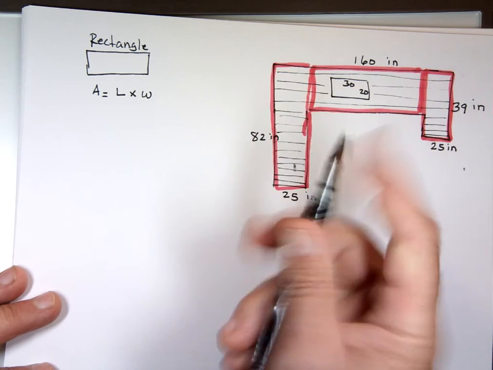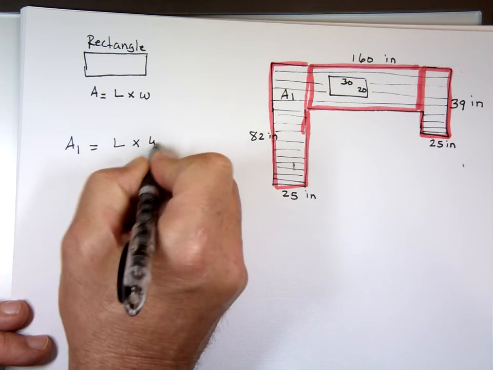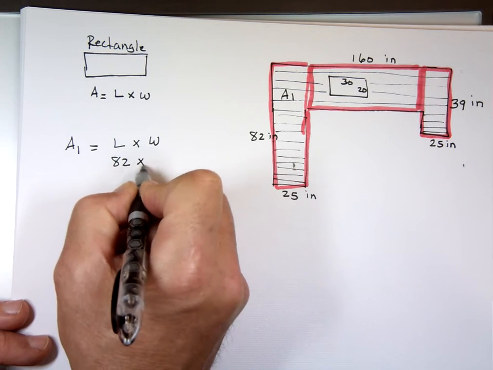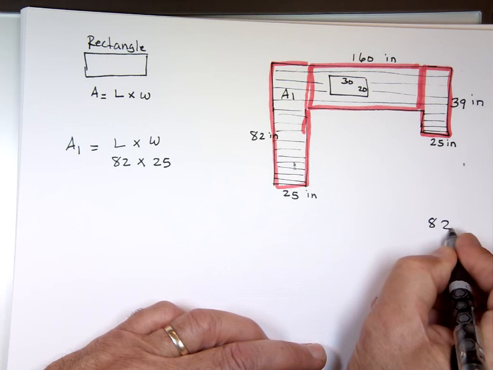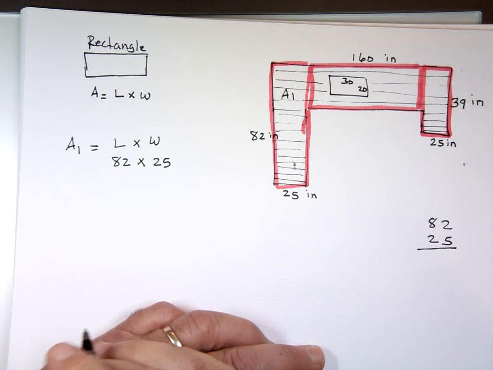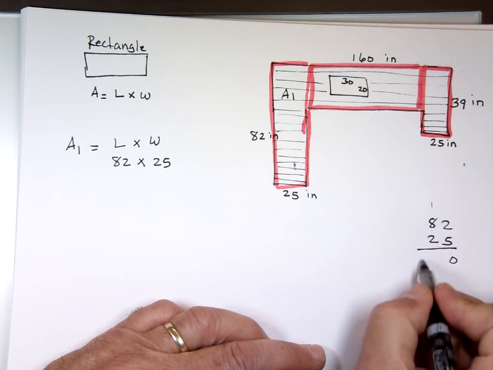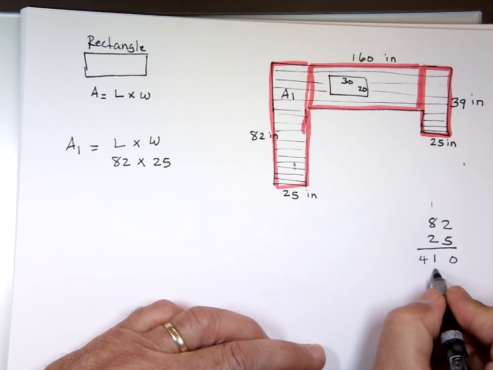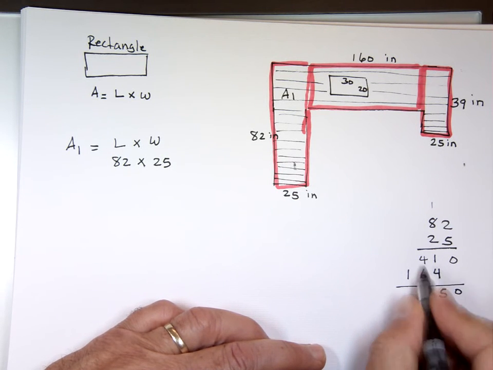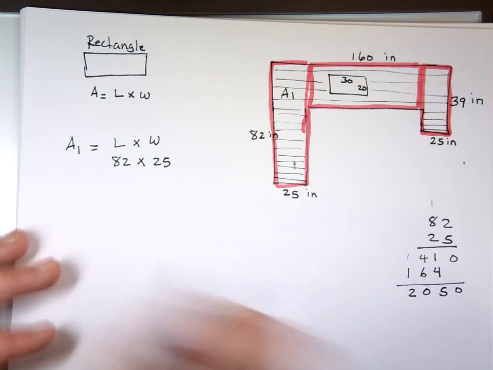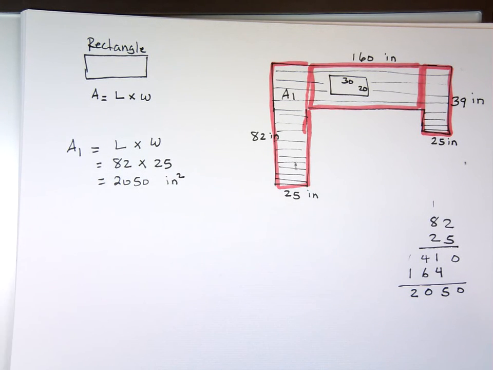So what's the area of this piece? Let's call that A1. Area 1 is going to be the length times the width, which is 82 times, what's the width here? 25. So let me go to the side, 82 and 25, and multiply them. 5 times 2, 10, 0, carry 1. 5 times 8, 40, that's 41. 2 times 2, 4, 2 times 8, 16. 4 and 6, 10. That's 2050 square inches. Area is always in inches squared, always. That's the area of piece 1.